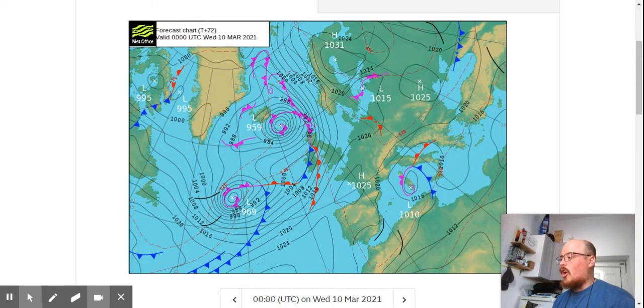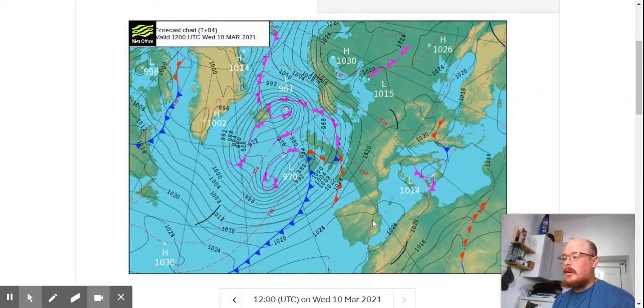And what we can see on Wednesday, I can predict now, using my knowledge of these surface pressure charts, is that the weather is going to get worse. It's going to get rainier. It's going to get significantly windier. So you can see that it's going to get windier because these isobars are much closer together.